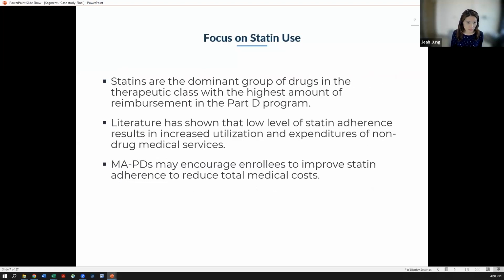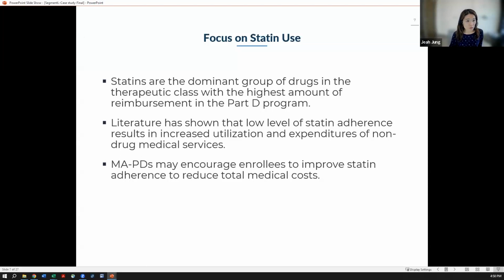So why statin? Well, the therapeutic class, I didn't say drugs, the therapeutic class that has the highest amount of reimbursement in the Part D program is anti-hyperlipidemics, right? So not just the statin, but among these anti-hyperlipidemics, statins are the dominant group. There are some other types of drugs, but usually if you have hyperlipidemia, people take statins, right?